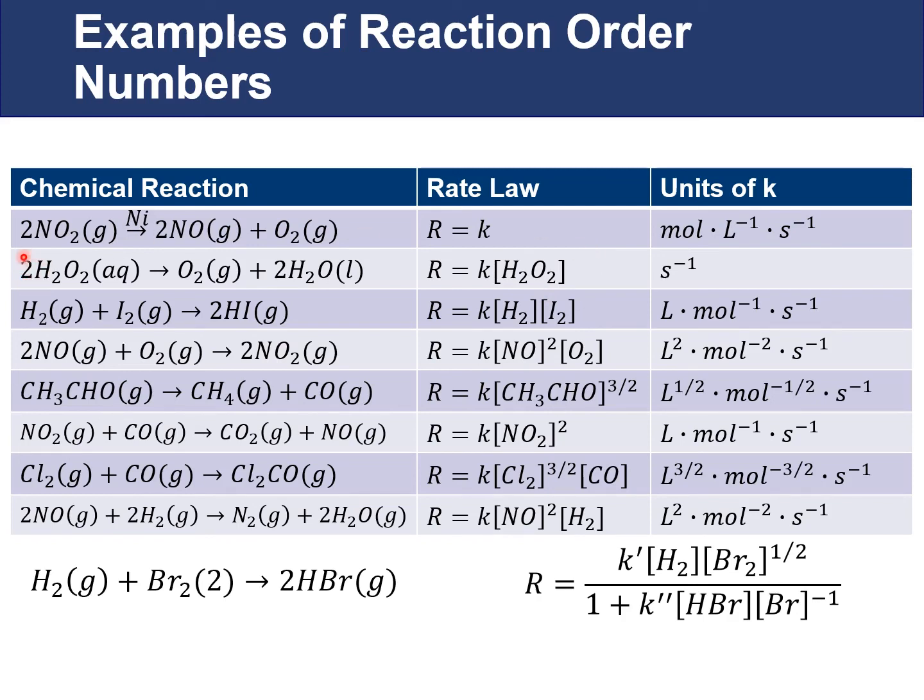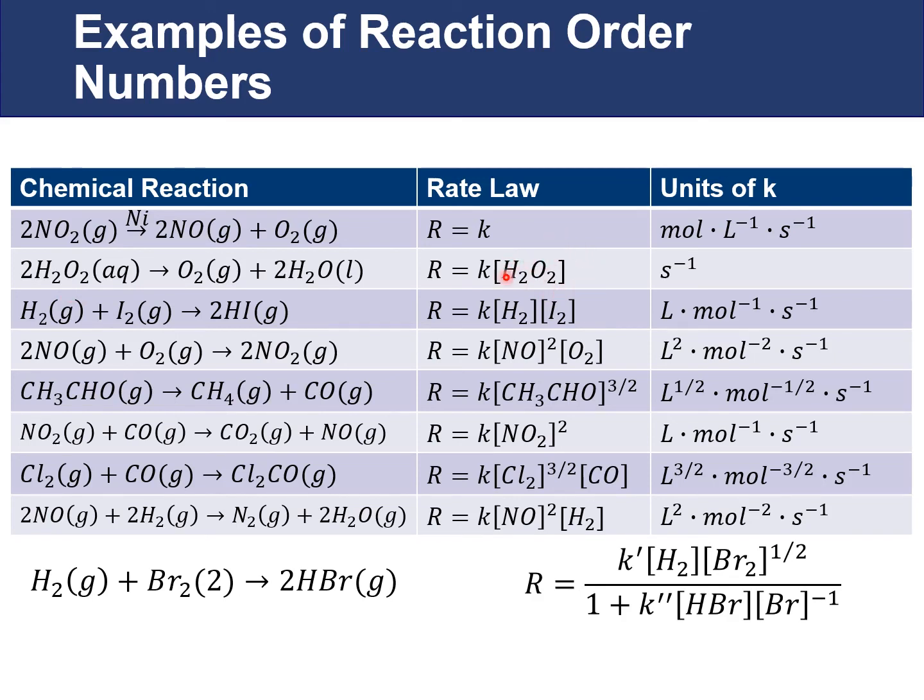The coefficient in front of the hydrogen peroxide is a 2. That does not appear in our rate law, right? So the order of the reaction has very little to do with the coefficients that you will find in the balanced chemical equation. So this is a first order reaction.